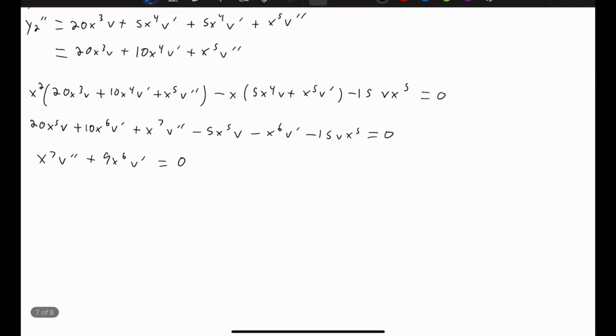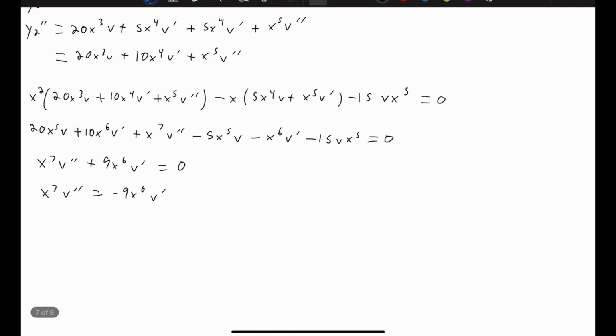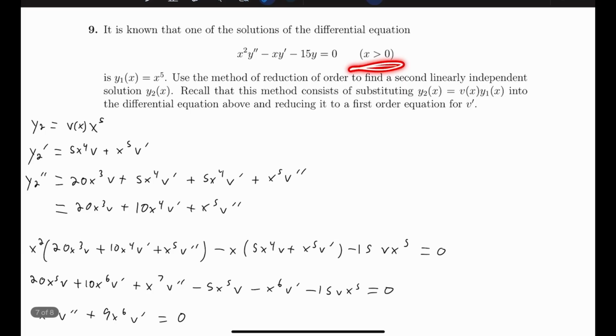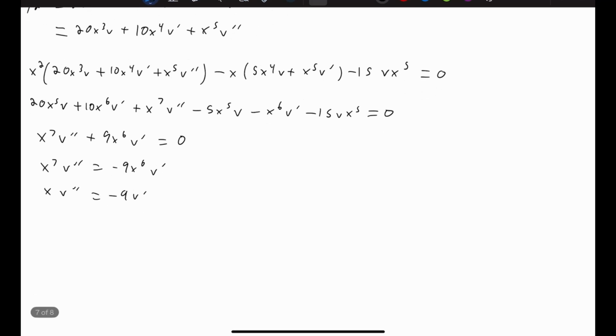So now we have to solve this for v. We can move one term over to the other side. And because it's given to us up here that x is always greater than 0, we can eliminate x's without worrying about losing solutions. So we can simplify this to x v double prime equals minus 9 v prime. We just canceled out 6 of those x's.